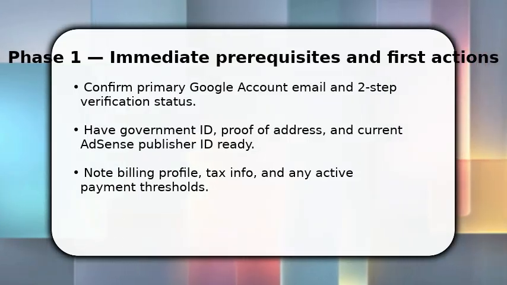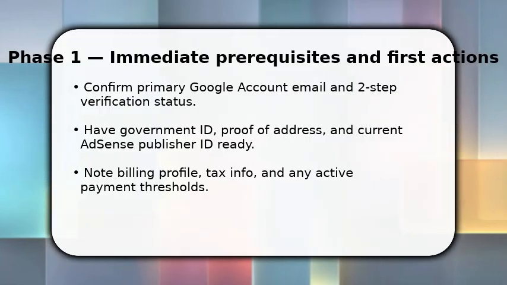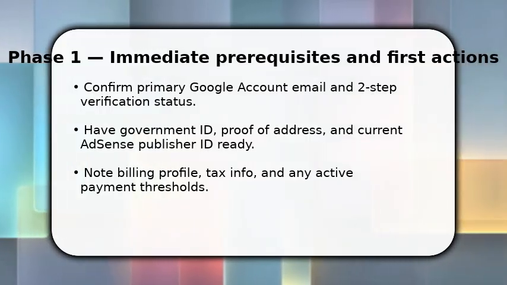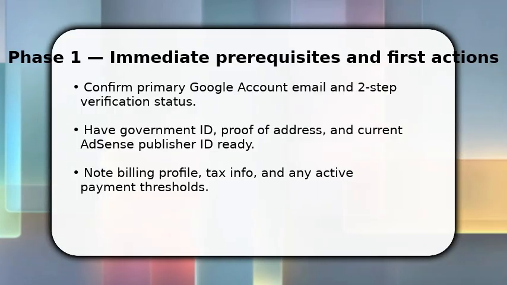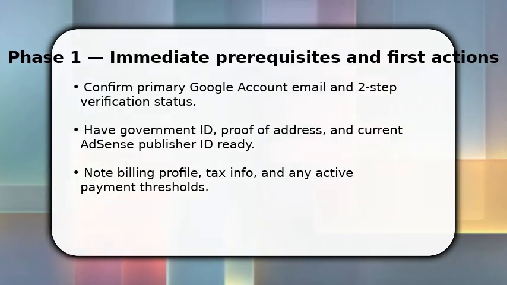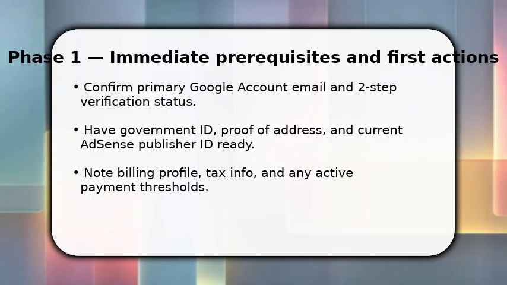You start by confirming the Google account tied to AdSense and that you can sign in. Make sure two-step verification works. You need your publisher ID, a clear government ID, and an official proof of address ready to upload.